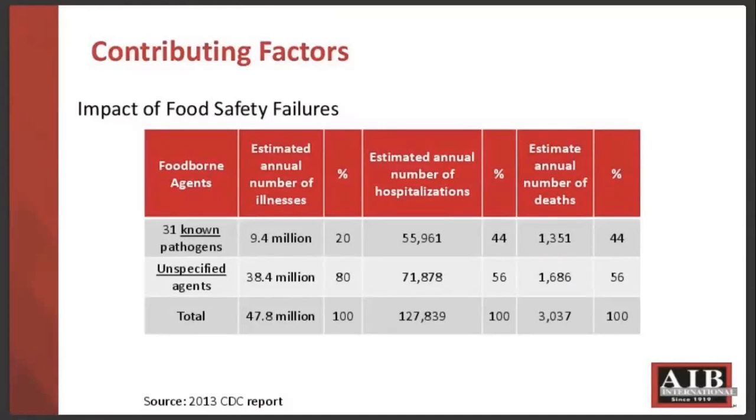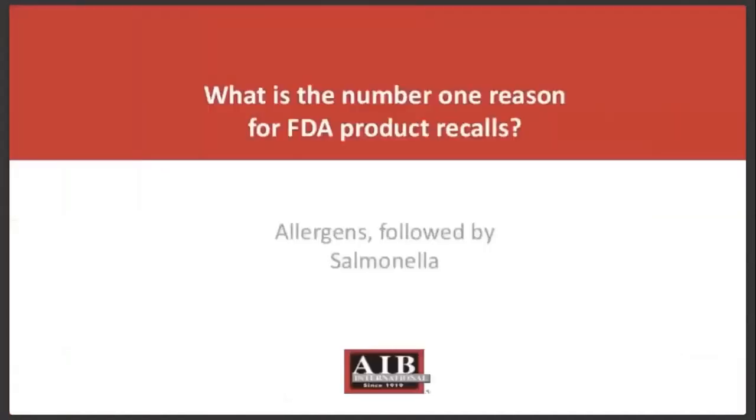And then we have those unspecified agents. Well, what does that mean? Unspecified agents leave a lot of room for improvement. Take a look at the number, 56%, for unspecified agents. These are big numbers. These are food safety failures in the industry.